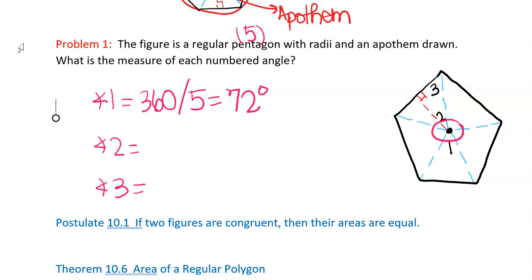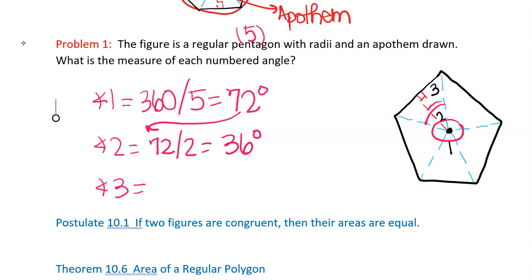Now we're going to focus on angle 2. If all of this is 72 degrees, how much would that part be? Well, that would be half of it. So we're going to take our 72 degrees and divide that in half. So each angle is 36, or each small triangle angle.